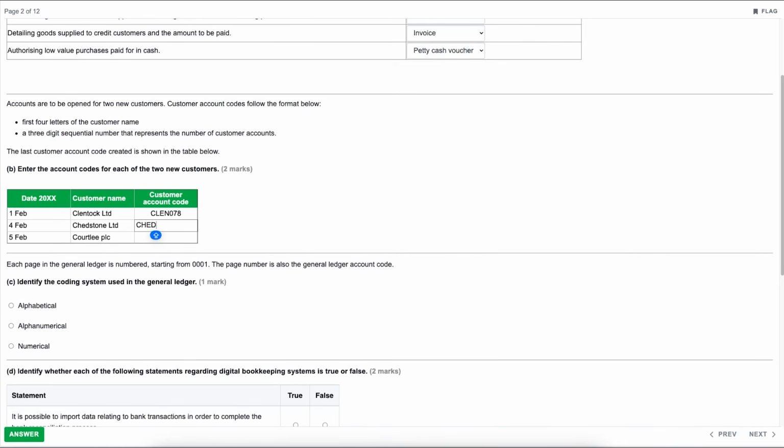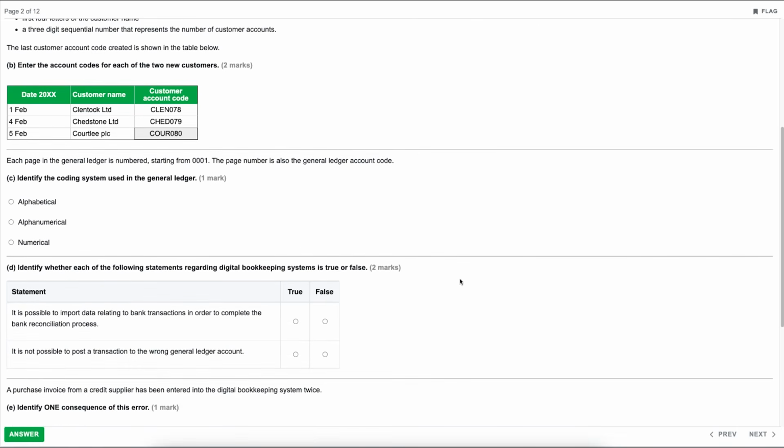It then states, followed by a 3-digit sequential number that represents the number of customer accounts. Now, because Clentock Limited was the previous customer and was 078, this next one for Chedstone Limited will be 079. And then again, following the same format for Court Lee PLC, it would be COUR, so the first 4 letters, followed by the next number, which would be 080. So hopefully nothing too complex there.